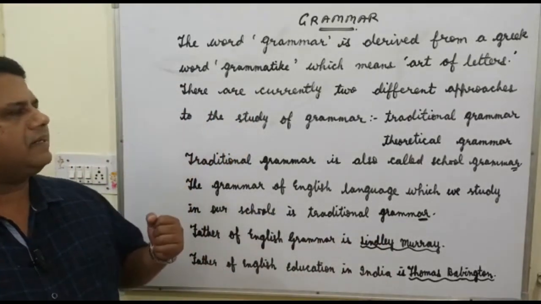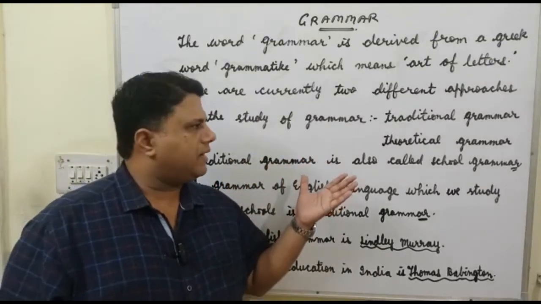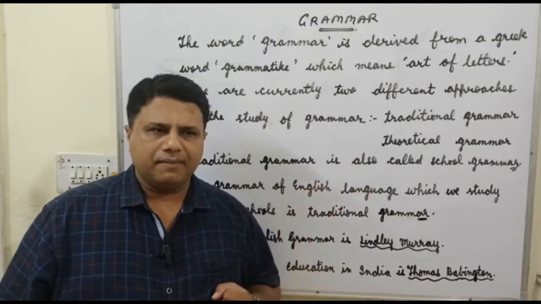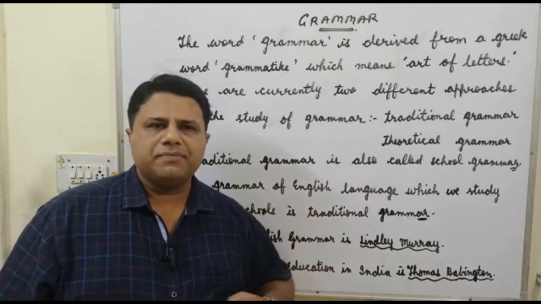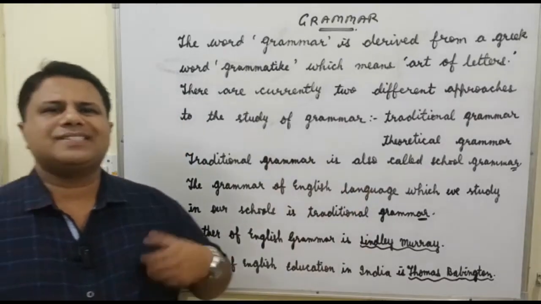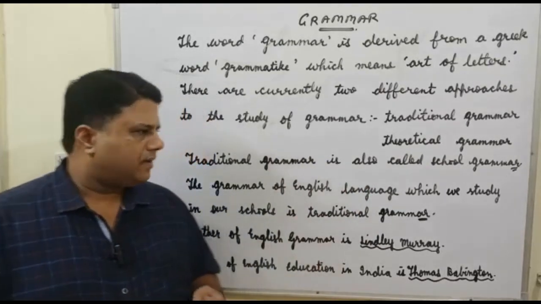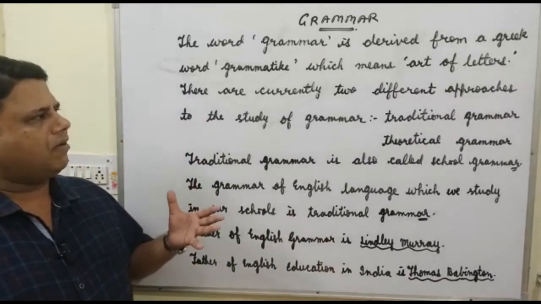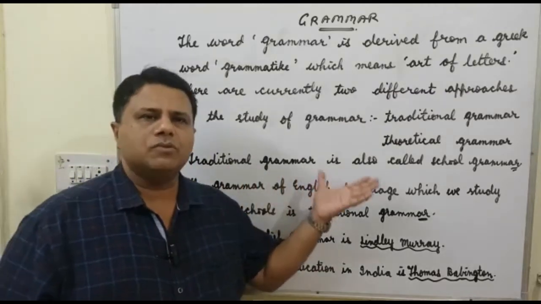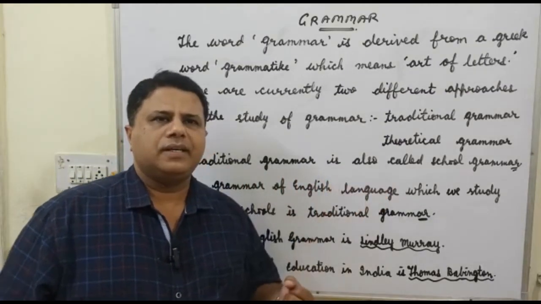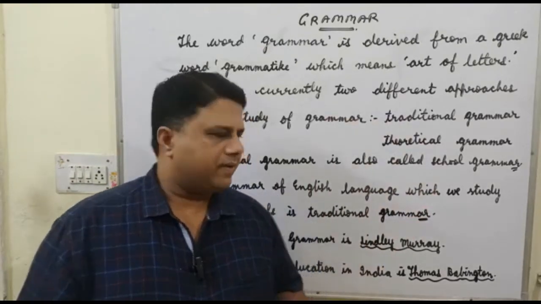And currently, there are two approaches to grammar. One is the traditional grammar, and the other one is theoretical grammar. There are more types of grammars, but broadly speaking, there are two types. The grammar which we study in our schools, the grammar which we teach to our children, is called school grammar, or traditional grammar. It is usually taught to the children, and theoretical grammar is a different type of grammar.